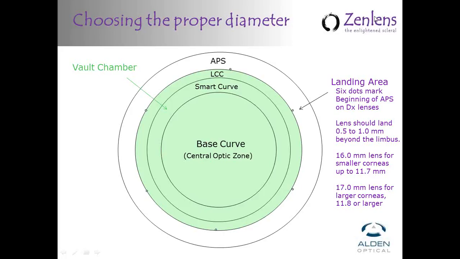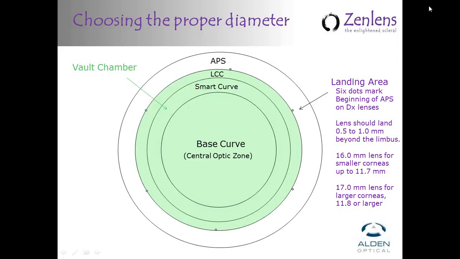Okay. So then we're going to switch over to talking diameter. And here again, the diameter of the Zenlens is not happenstance. This was chosen for very specific reasons. In order for a scleral lens to work properly, the lens has to land beyond the limbus. We know that a lens which lands on the limbus or is too closely aligned to the limbus is going to create problems with wearing time and symptoms of dryness or perhaps redness. So we want to avoid that limbal interaction.